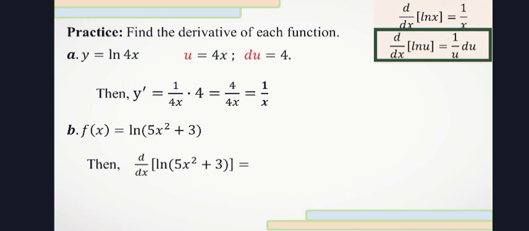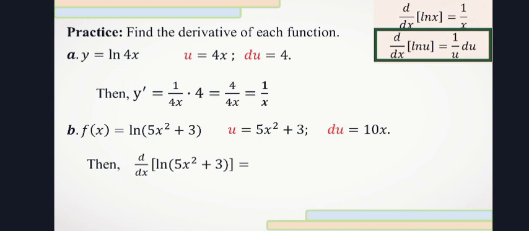Letter B. So function natin is inverse of 5x squared plus 3. So same rule pa rin, yung ikalawa. So hanapin muna natin yung u at saka yung du. What is your u? That is 5x squared plus 3. What is the du? Derivative of 5x squared, so 2 times 5, that is 10x raised to 2 minus 1, or simply 10x. Then, yung derivative ng 3 naman natin is 0, so wala lang kasama yung 10x natin.